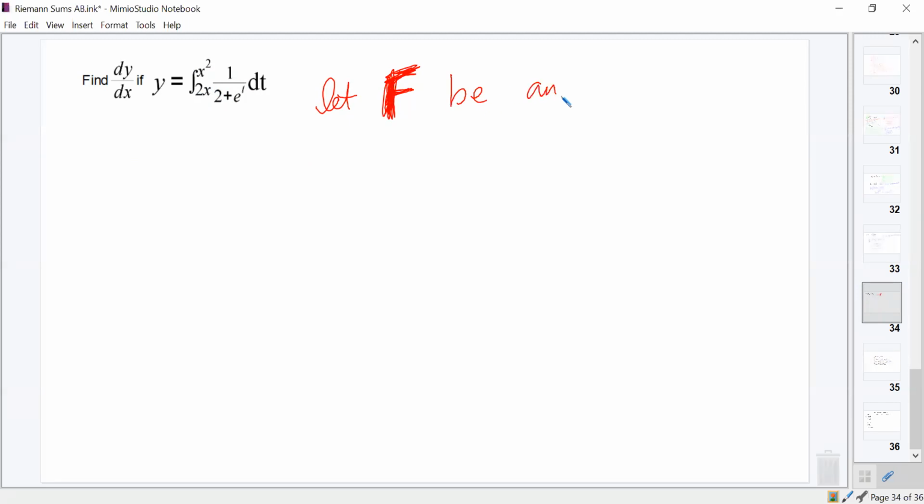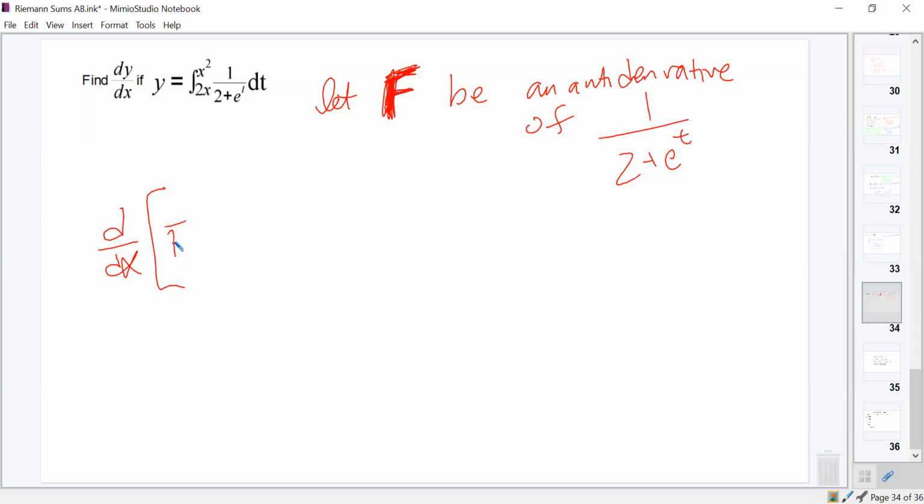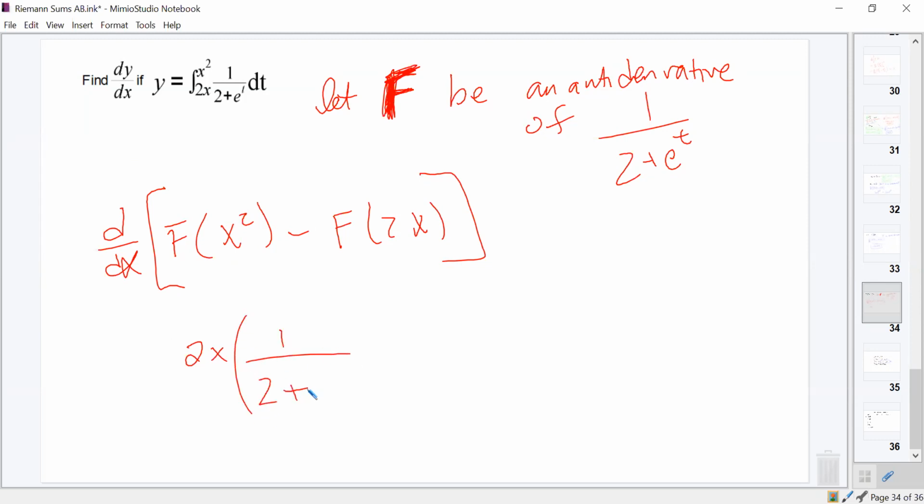So we're gonna let F be an antiderivative of 1 over 2 plus e to the t. And so this effectively just becomes a derivative of capital F of x squared minus capital F of 2x. And the derivative of capital F of x squared is 2x times 1 over 2 plus e to the x squared. And then this one becomes 2 times 1 over 2 plus e to the 2x.